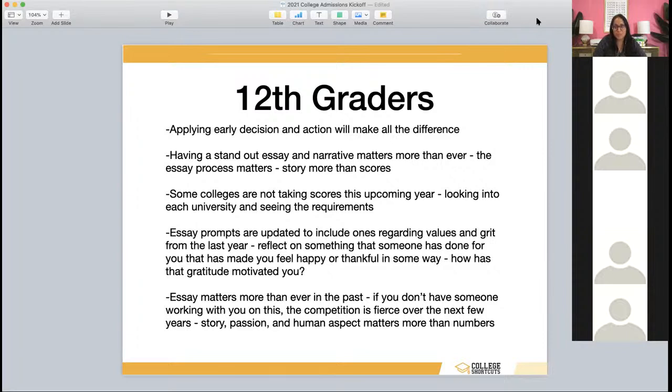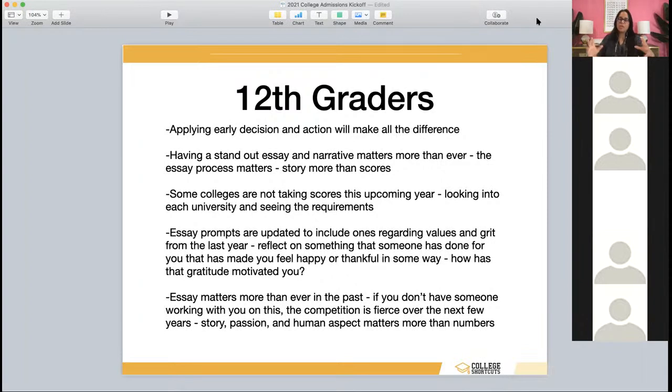Guys, this is a personal development question. I'm all about it because it actually talks about who the child is versus just what is an analytical problem you want to solve. This really gets to the heart of the student. So from this perspective, as we can see, essays matter more than ever in the past. If you don't have someone working on this, the competition is fierce over the next few years. It's going to be a story, passion. The human aspect matters way more than the numbers.